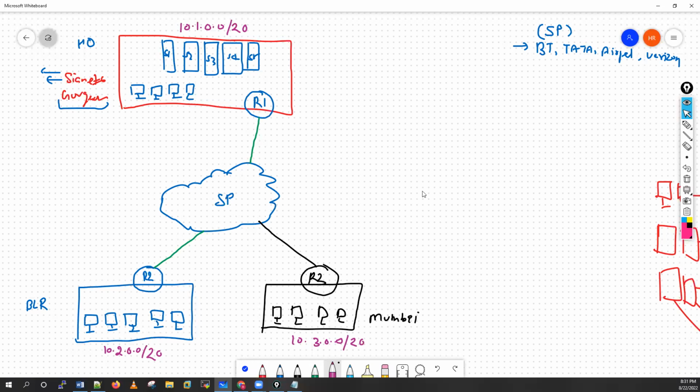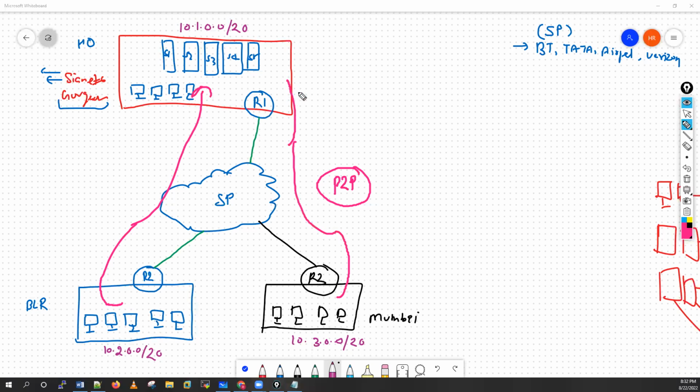The main purpose of using this particular leased line solution or point-to-point link solution is that our main goal is to advertise this particular 10.2.0.0/20 network to your head office. And the same goal here as well, we want to advertise the 10.3.0.0 network to your head office, and we want to advertise this 10.1.0.0/20 from head office to your branch offices. This is our end goal basically, right?